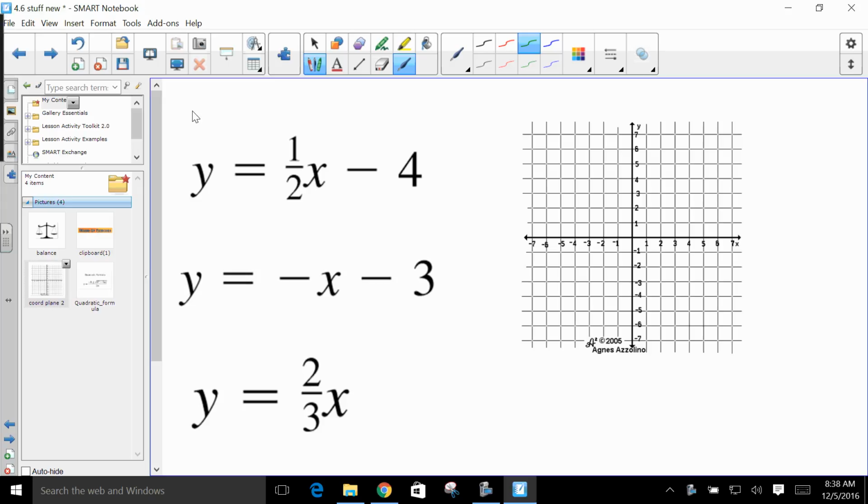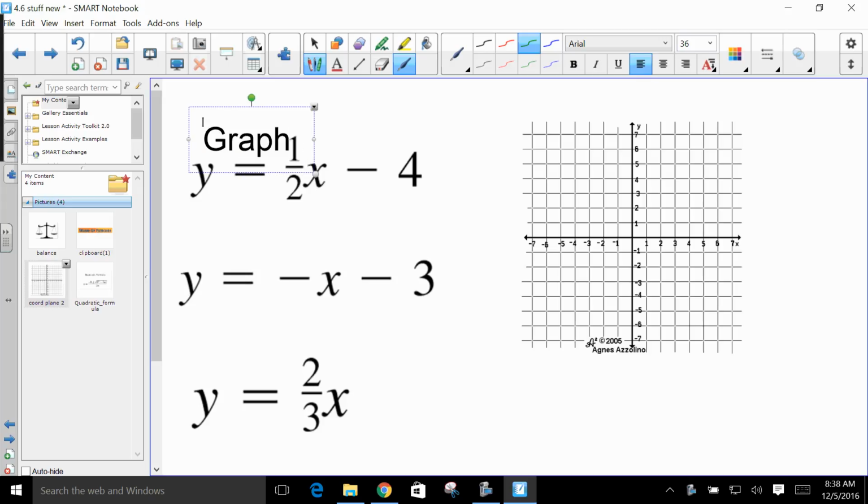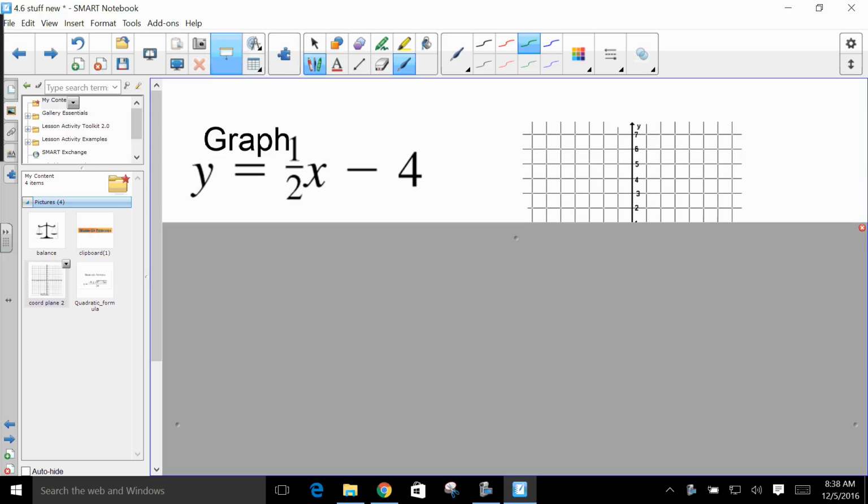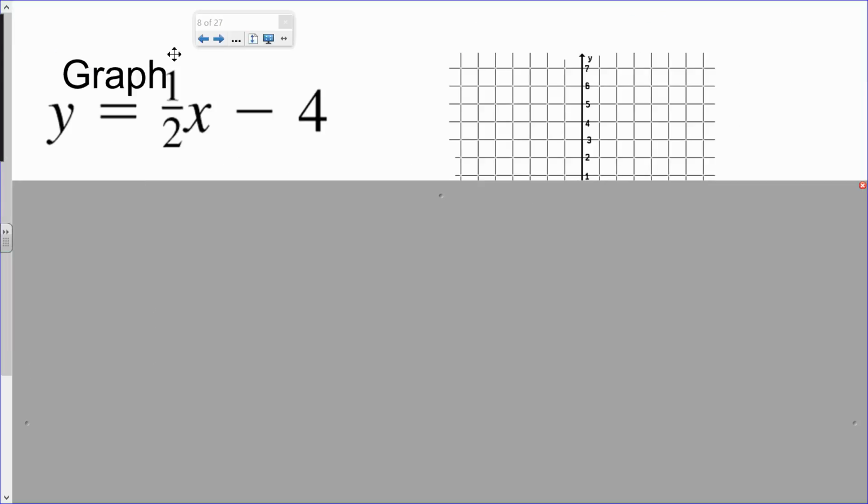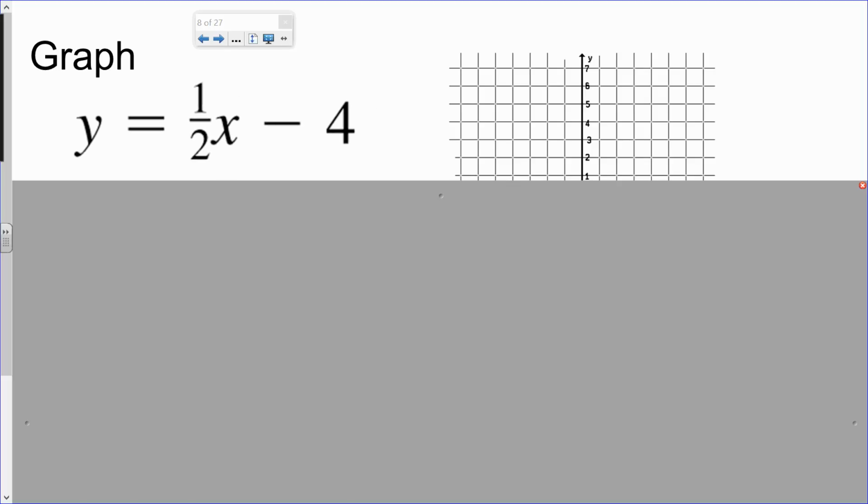All right, we're going to graph now. This will be example 5 here. We're going to write example 5 on your notes. Let's graph y equals 1/2 x minus 4. This one you can put on your graph paper. Y equals 1/2 x minus 4.